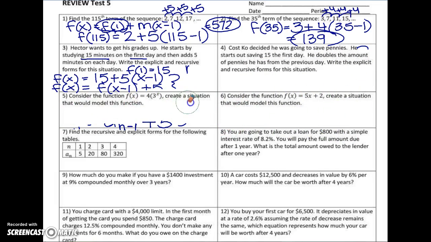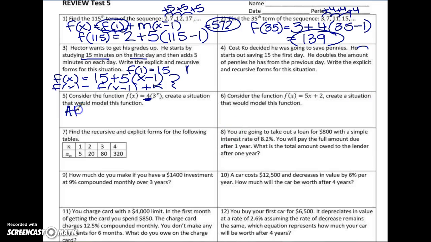Okay, next problem, number 5. Consider the function f(x) equals 4 times 3 to the x. Create a situation that would model this function. So we know on the first day or first month, whatever it's talking about, I'm going to say on the first day, oh, this isn't the first day because it doesn't have x minus 1. My bad.